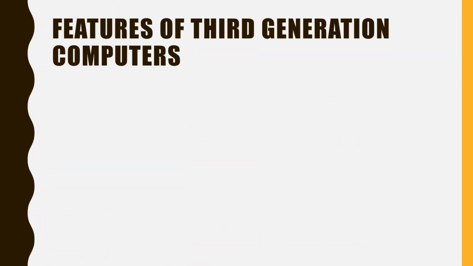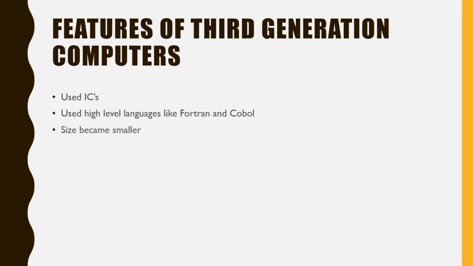Now let's see about the features of third generation computers. Here they used integrated circuits, and then the next point is they used high level languages like Fortran and COBOL. Whereas in the first generation they used machine language, in the second generation they used assembly language, and in the third generation they use high level languages like Fortran and COBOL. Fortran and COBOL are high level languages.